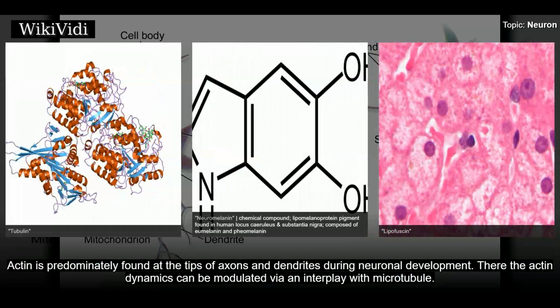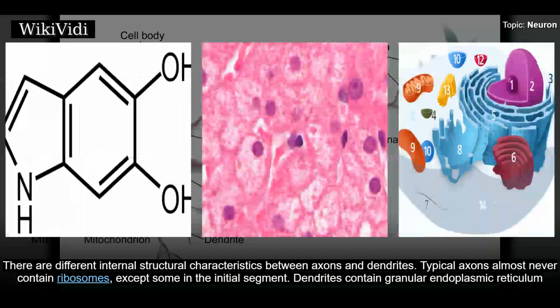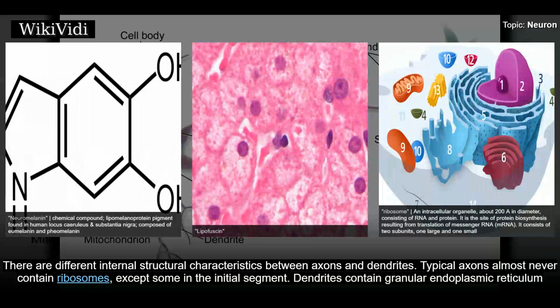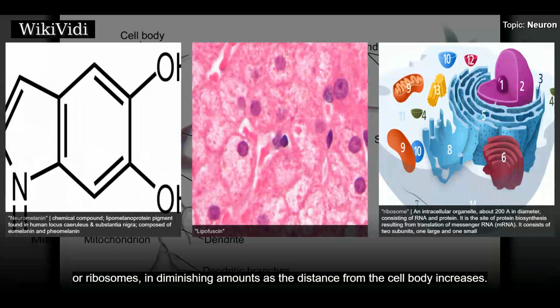Actin is predominantly found at the tips of axons and dendrites during neuronal development. There the actin dynamics can be modulated via an interplay with microtubules. There are different internal structural characteristics between axons and dendrites. Typical axons almost never contain ribosomes, except some in the initial segment. Dendrites contain granular endoplasmic reticulum, or ribosomes, in diminishing amounts as the distance from the cell body increases.